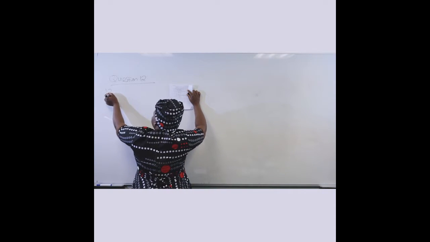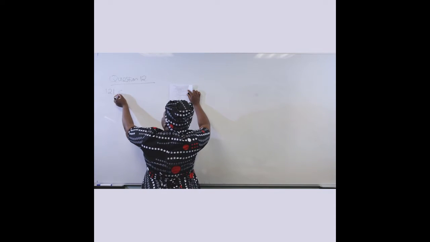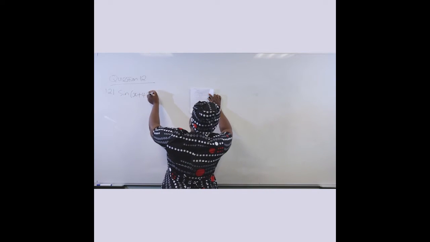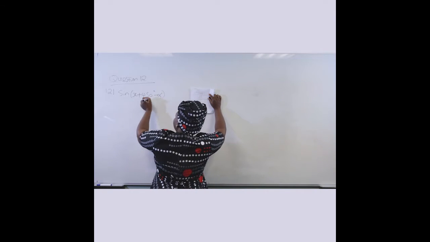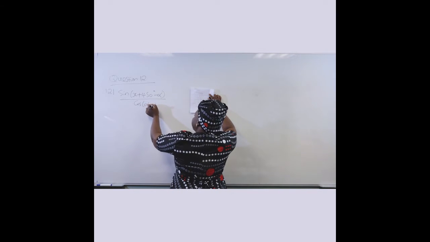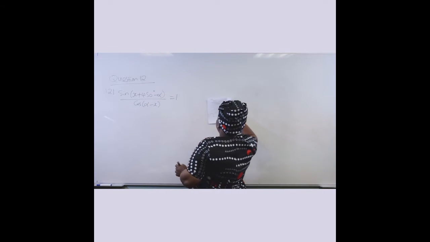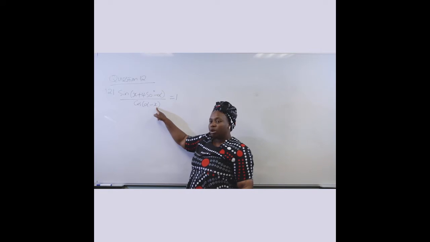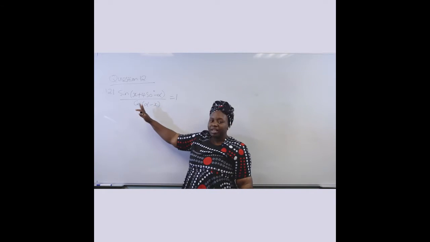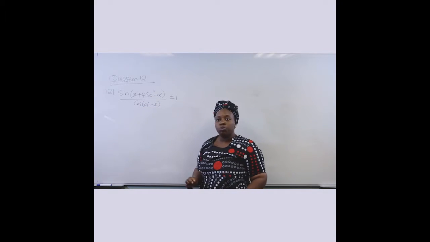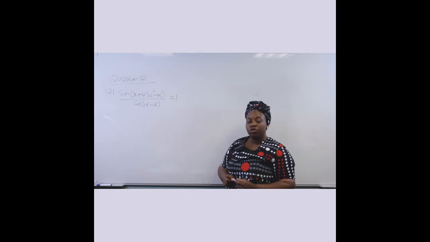This is 12.1. They said sine of x plus 450 degrees minus alpha, divided by cos of alpha minus x, equals 1. So we must prove that if the cos of alpha minus x is not equal to 0, then the left-hand side is equal to the right-hand side. In other words, this whole statement will give us 1. So you need to be a little bit creative to do that logic.